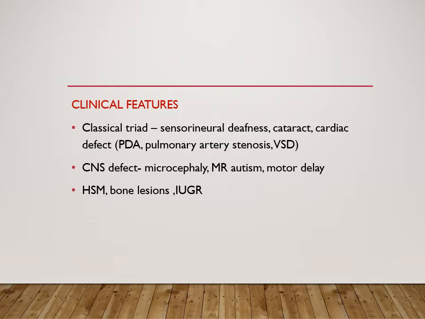Then cataract. So one is the eye, then your ear, they are being involved. And third is the heart, cardiac involvement. So cataract is there and cardiac defect. So cardiac defect, there could be patent ductus arteriosus, or there could be pulmonary artery stenosis or ventricular septal defect. So either of the three can be there. Then this is the triad.